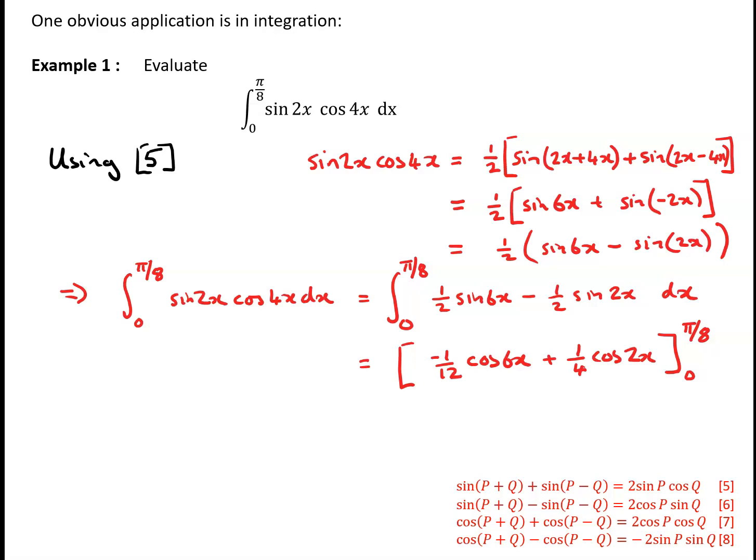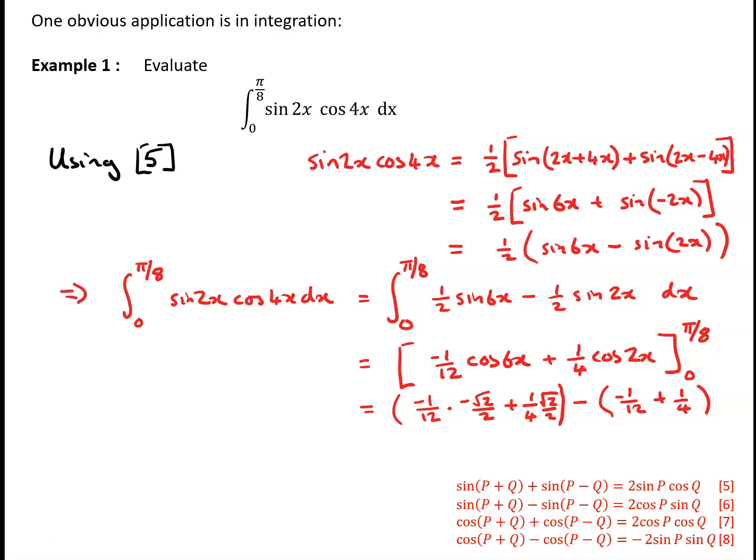And we want the value of this when x is pi by 8, and then to take away the value when x is 0. So we've got minus a 12th times the cos of 6 pi by 8, which is the cos of 3 pi by 4, which is minus root 2 upon 2, plus 1/4 times the cos of 2 lots of pi by 8, which is pi by 4, so that gives me a quarter of root 2 upon 2.